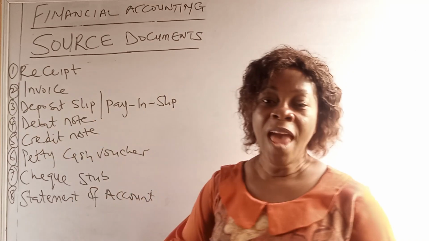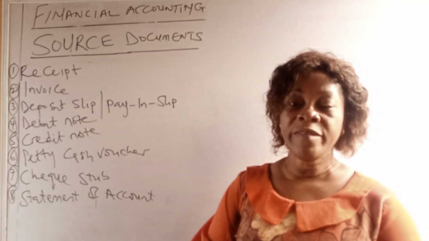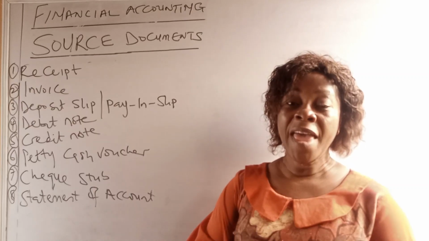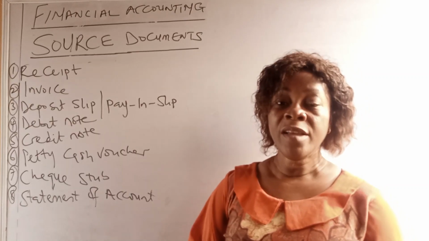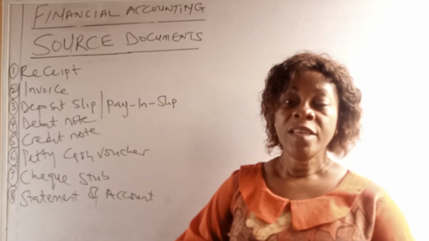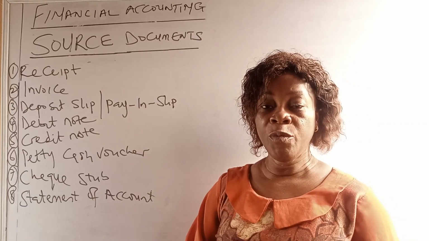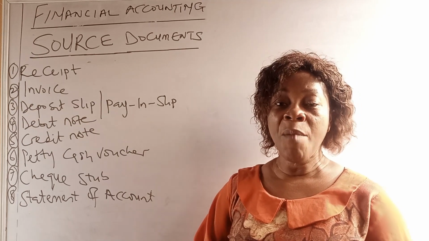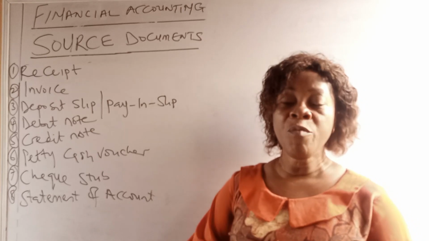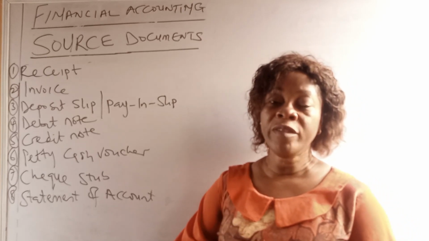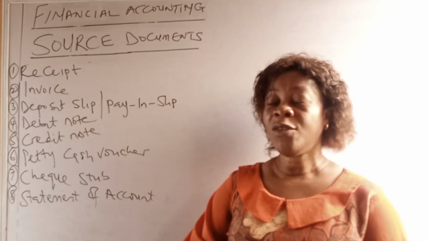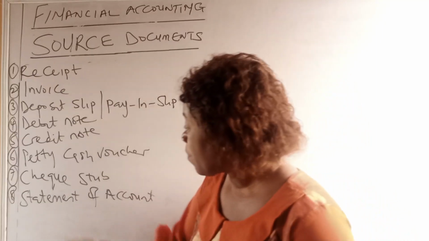Debit note. A debit note is a source document issued by the seller to the buyer to correct an undercharge. That is, when the amount written on the invoice is below the actual amount at which the goods were sold to him or her. So a debit note is used to increase the indebtedness of the buyer to the seller.